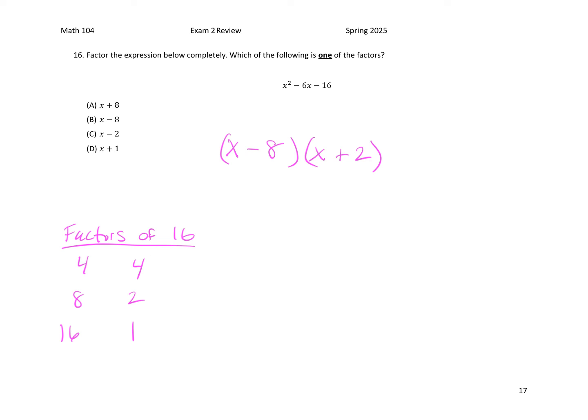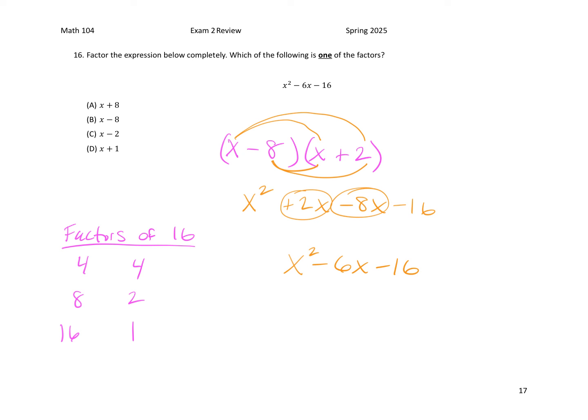And then we should check with a quick FOIL. So x times x is x squared. X times 2 is 2x. Negative 8 times x is negative 8x. And negative 8 times 2 is negative 16. And then when I combine my like terms, I have x squared minus 6x minus 16. So my factoring was correct. So I have x minus 8 times x plus 2. So option B, x minus 8 is one of the factors.